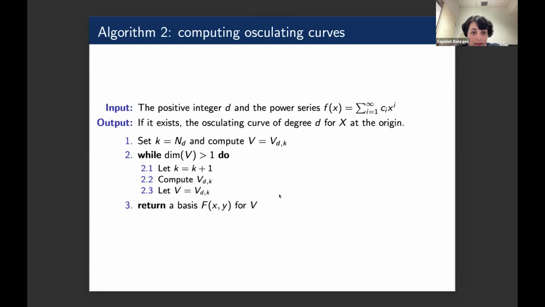And the second algorithm computes the osculating curve itself. The input is the positive integer d and the power series f(x), and the output is the osculating curve of degree d if it exists. So the algorithm works as follows. We set the initial value of k to nd and compute the osculating space V equal to V_dk. Then while the dimension of V is greater than 1, we increase k and compute a new osculating space. When the dimension reduces to 1, it returns the basis of V, which is the osculating curve.